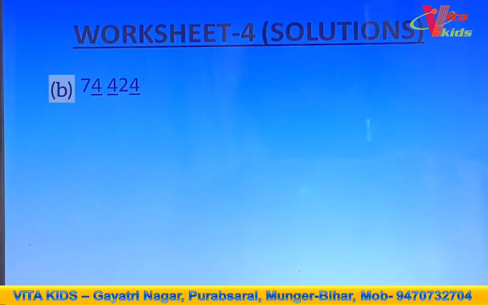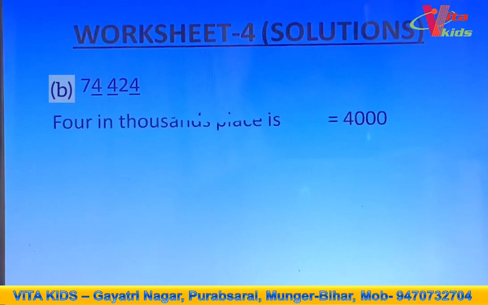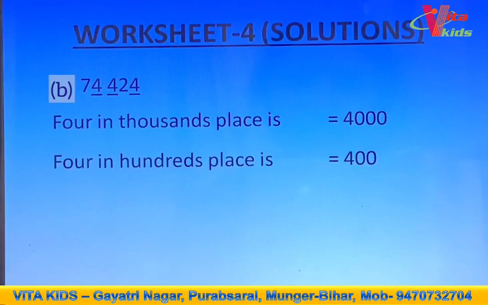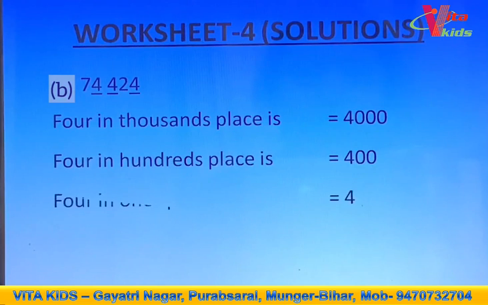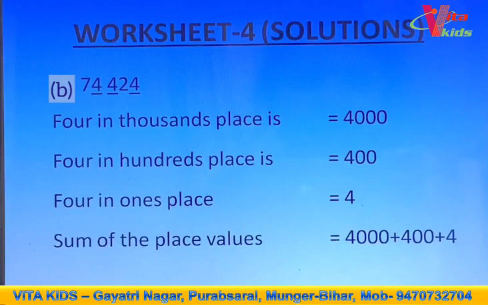The B part, 74424. Here we have 3 fours at ones place, hundreds place and thousands place. So let us write 4 in thousands place is 4000, 4 in hundreds place is 400, 4 in ones place is 4. The sum of these three numbers, 4000 plus 400 plus 4 is 4404.